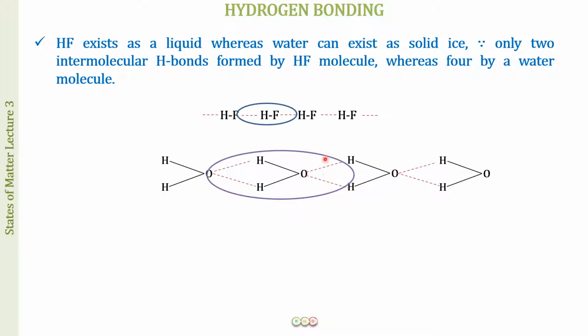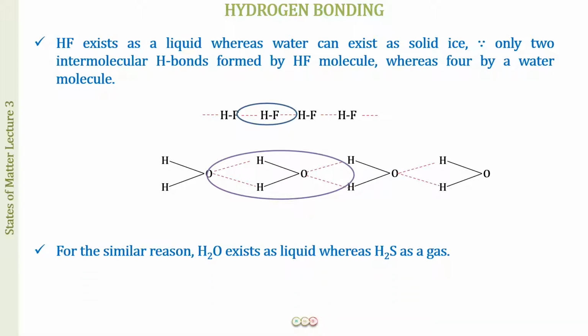So one water molecule can form four hydrogen bonds: two with the hydrogen atoms, and the oxygen forms two with the hydrogens of the next molecule. So ultimately there is going to be formation of four hydrogen bonds per water molecule. The more the number of bonds, the closer the molecules are going to be, and therefore water can exist in the solid state, whereas HF exists in the liquid state.